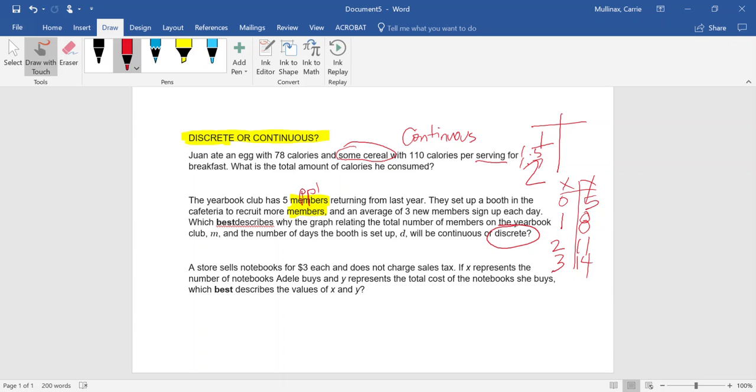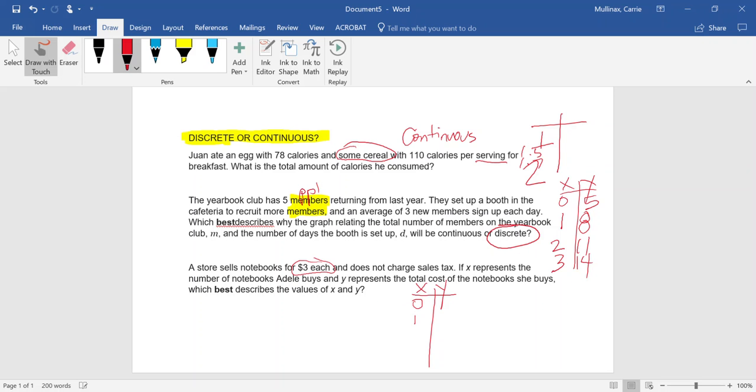And another example, a store sells notebooks for $3 each and does not charge sales tax. X represents the number of notebooks. Can we buy negative notebooks? No. Can we buy none? Yes. Can we buy half a notebook? No. I've never been to a store and bought a notebook and said, well, I only want half of this. Can you take half the pages out and sell it to me for half the price? I do not think that they would go for that.